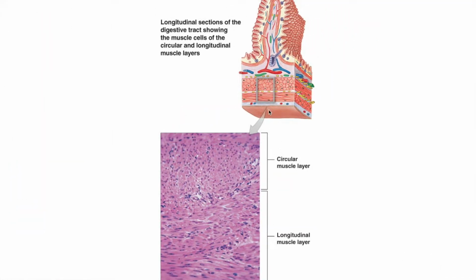Then we can see here the muscular layers, the muscularis externa. There's two layers, and here's what it looks like under the microscope. There's a circular layer and a longitudinal layer. It's two layers of smooth muscle, and that helps move food along the digestive tract.